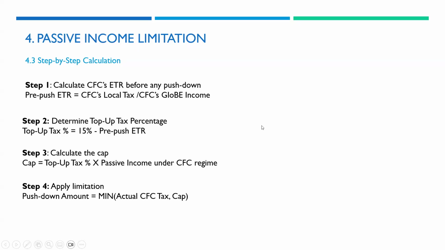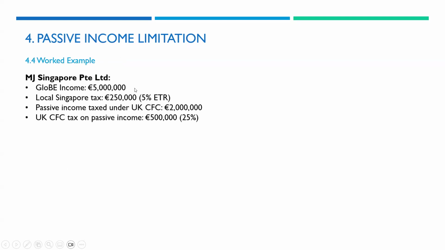Okay, we'll do an example. Don't worry, we'll do an example. Let's say MJ Singapore Pte Limited is my subsidiary. It has a global income of 5 million and it has paid local Singapore tax of 250,000, which is 5%. Now, out of the 5 million, 2 million is passive income, and that 2 million is taxed in the UK as CFC tax at 25%. So I paid 500,000, which is nothing but 2 million into 25% as tax because of passive income.